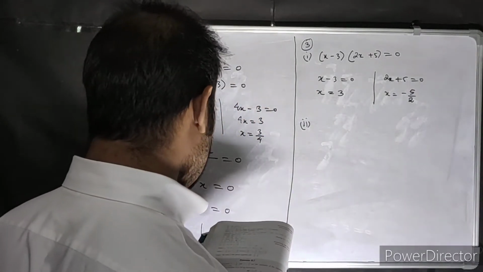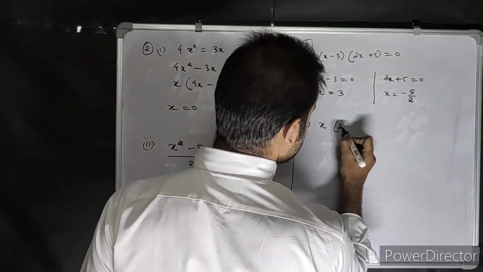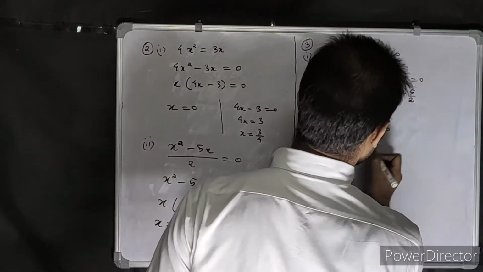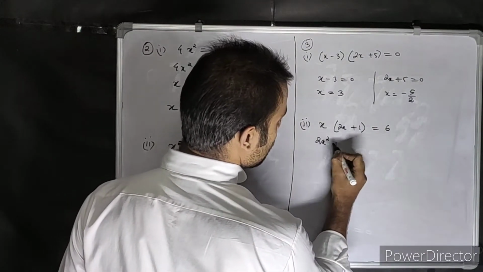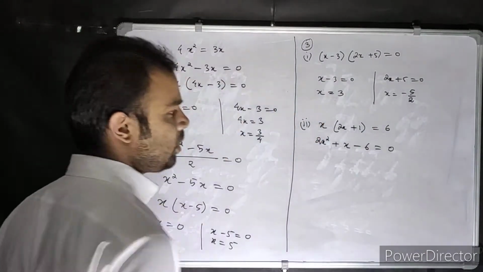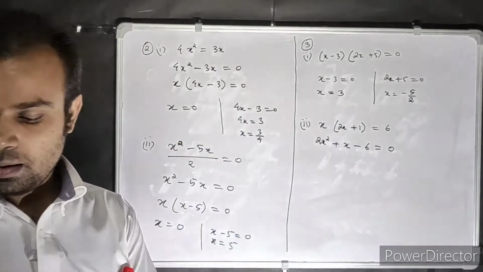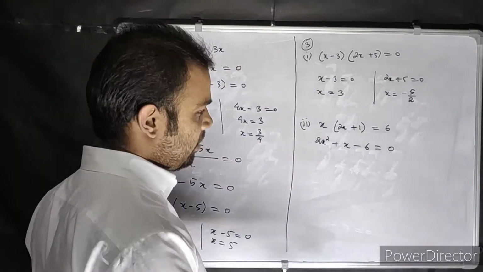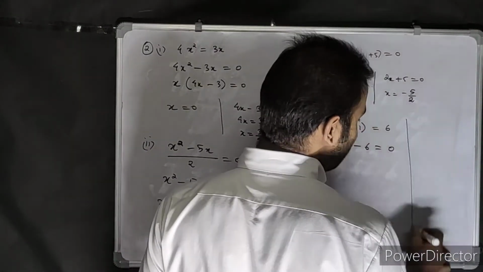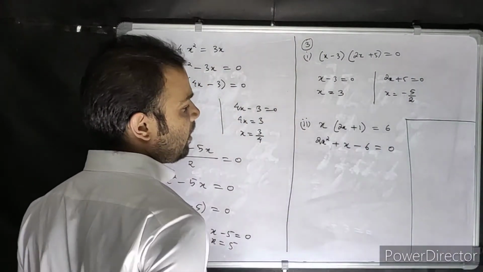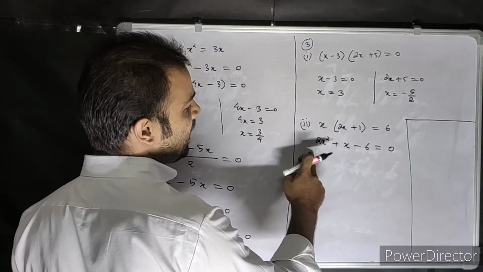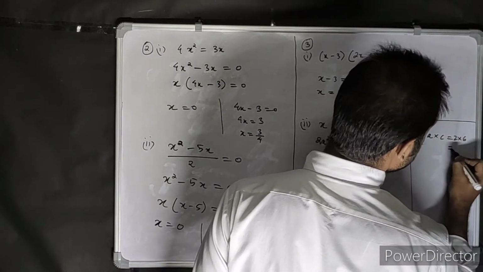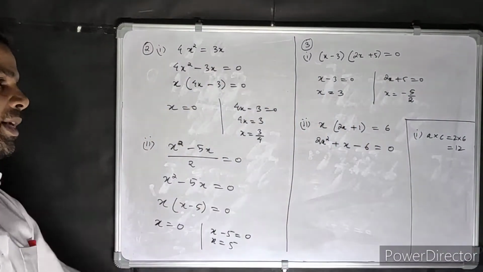Let's go on to the next question, part 2 of 3 only. 3 part 2, students, it's given x into 2x plus 1 is equal to 6. So multiply it. This becomes 2x squared plus x minus 6 equals 0. Now, you remember I taught you the middle term break. So let's break the middle term. You remember you have to multiply a into c. Your first step is a into c. That is 2 into 6, that is 12.